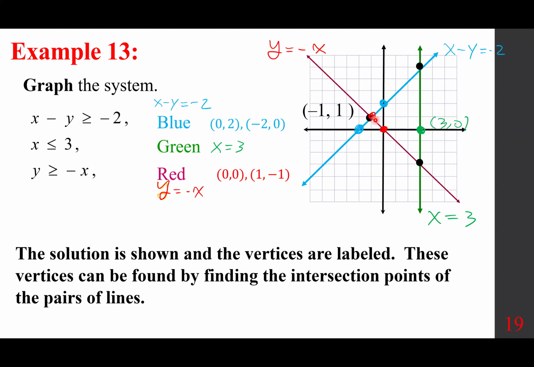for this line, y equals minus x, and this line x minus y equals -2. So all you have to do is replace the y with minus x. You get x minus minus x, or two x equals minus 2, so x is minus 1. And if x is minus 1, you can put it into y equals minus x, and you get positive 1. So that's the point of intersection.